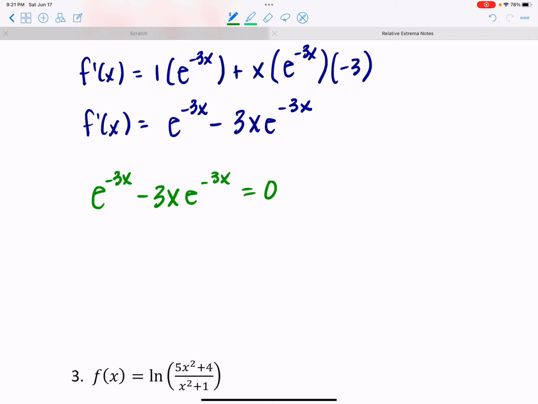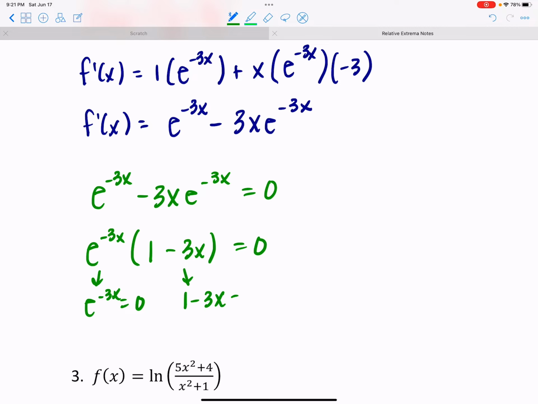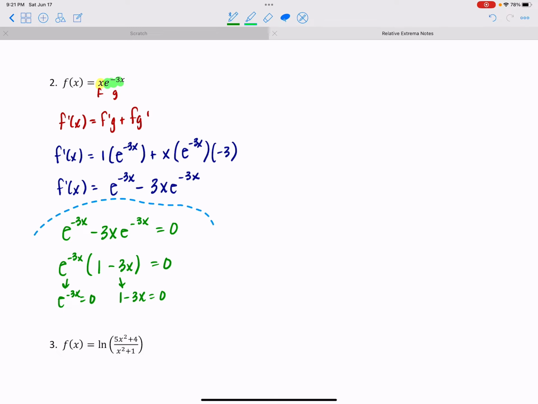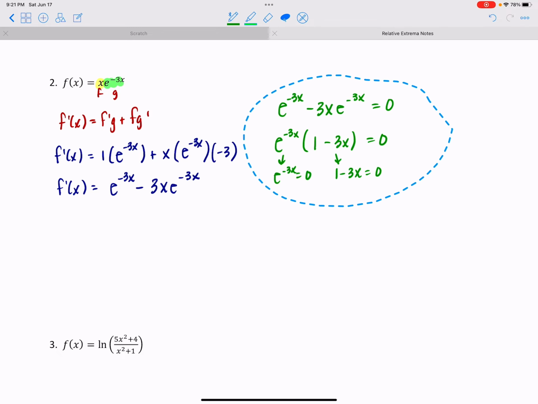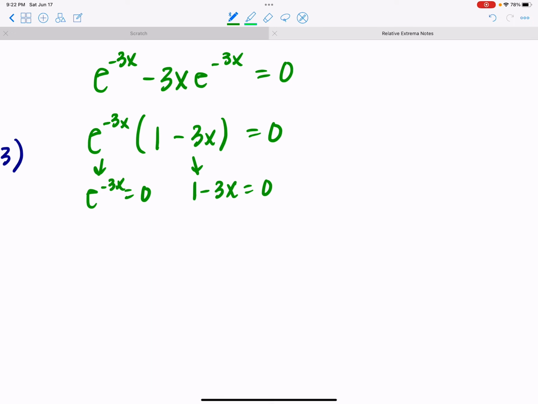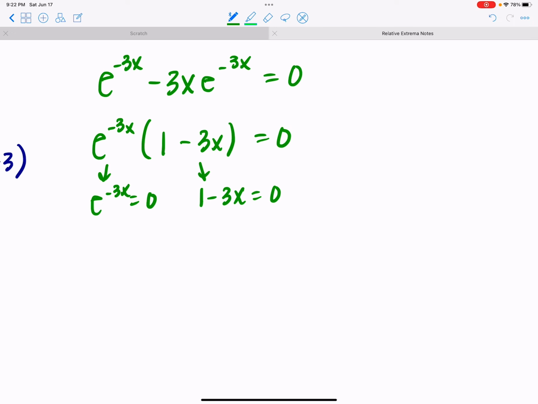But this is factorable. If I can get it in factored form, then just like the polynomial, making each of the factors equal 0 will get me my solutions. So I'm going to factor out the e to the negative 3x. That's going to leave me a 1 and then a minus 3x. And so now one of my solutions comes from making e to the negative 3x equals 0, and one of my solutions comes from making 1 minus 3x equals 0. Now, I'm going to run out of space, so give me a second. I'm going to move this. Okay, so here, can I make e to the negative 3x equals 0, I guess would be a question.